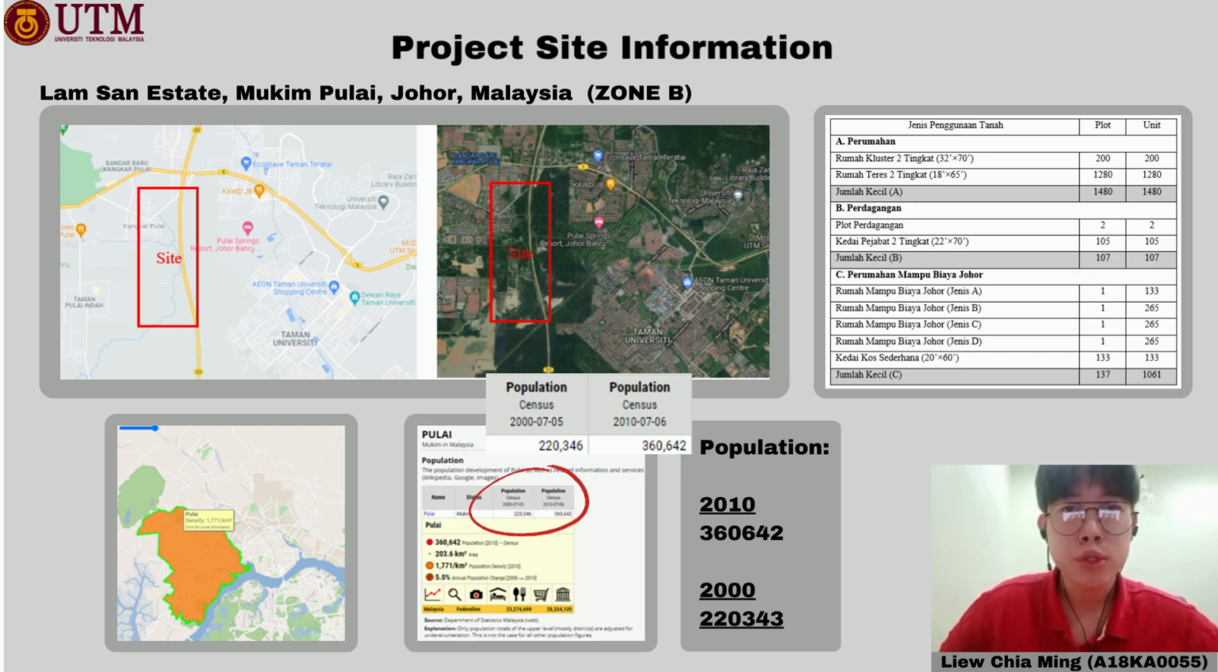Next, for the project site information, the location of the site is clearly shown in the slide. The number of buildings proposed in the project is listed above and it will be used to estimate the trip generation later. The population at the project site is roughly 360,000 in the year 2010 and thus it can be concluded as an urban area.